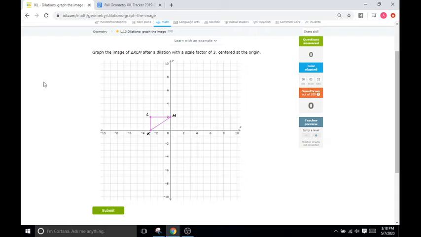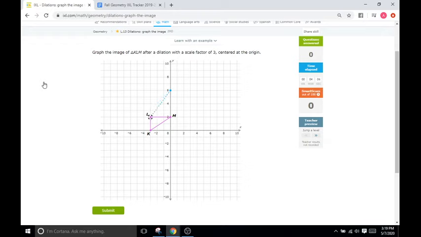This is what I would do. I would go to each point on this shape, find the coordinate, and then apply the scale factor. For instance, we'll start here at M. The coordinate for M is 0, 2, so I would just multiply each of those numbers by 3. 0 times 3 is 0, and 2 times 3 is 6. So M prime is going to be at 0, 6.